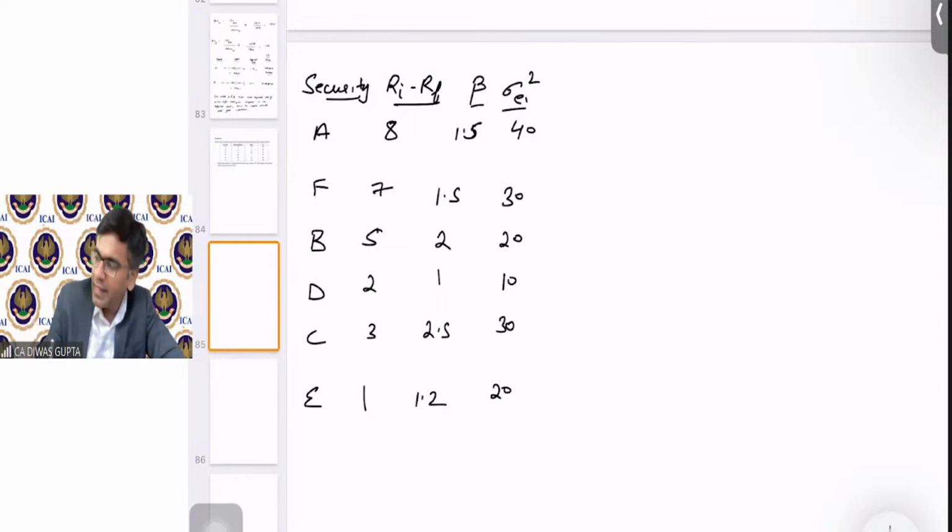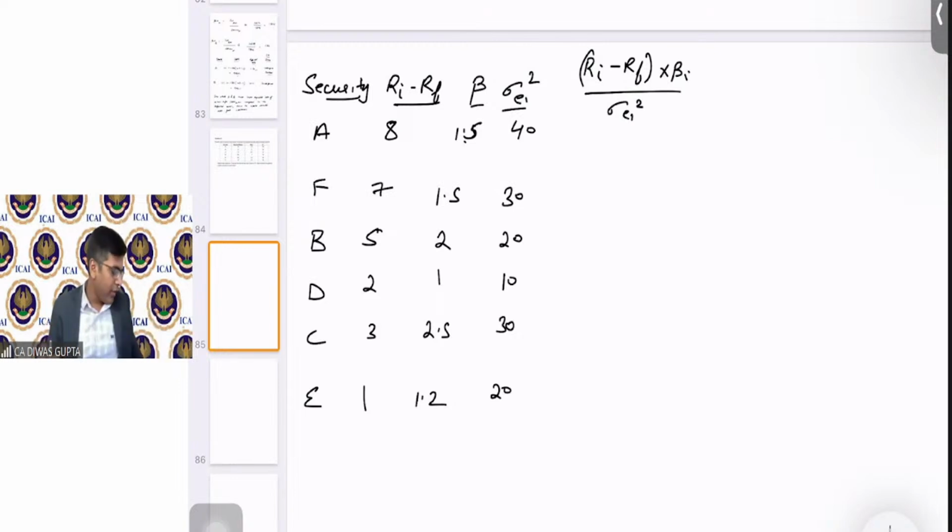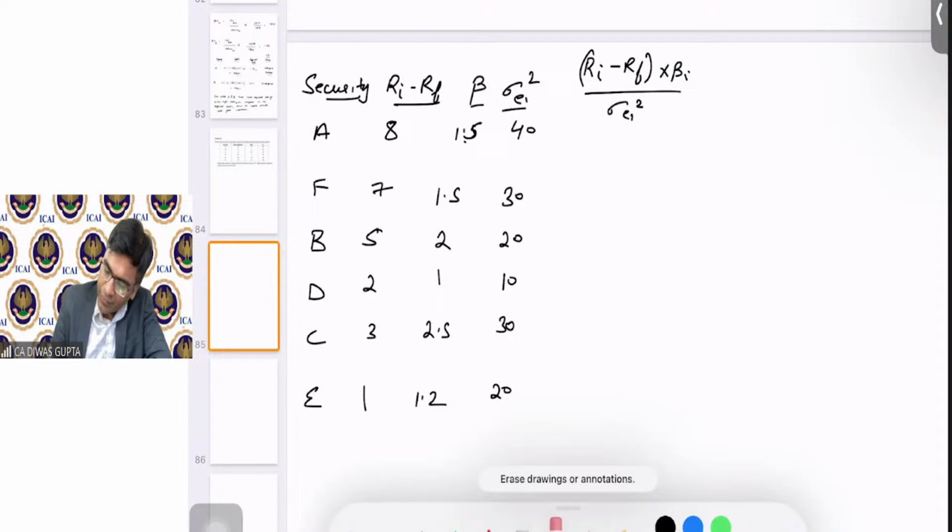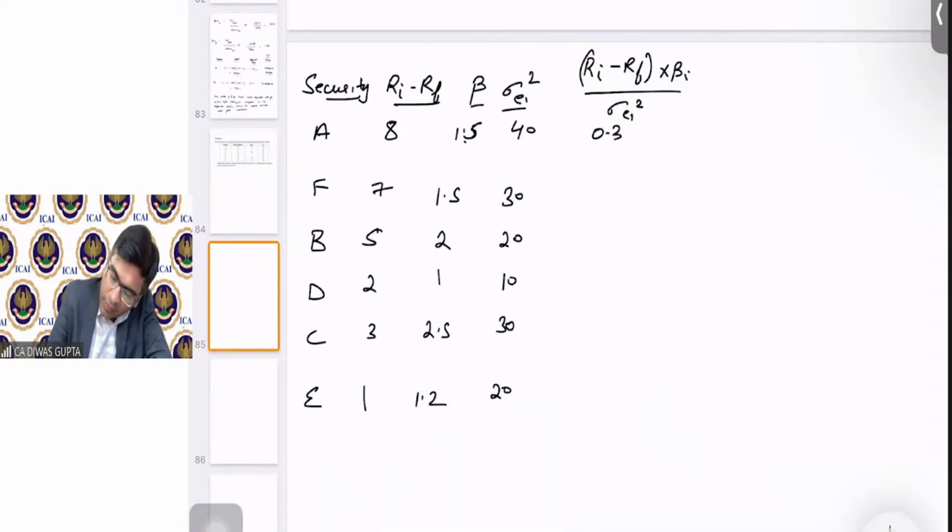Okay, so just remember the next step is Ri minus Rf into beta i divided by residual variance. Okay, so 8 into 1.5 divided by 40, which is 0.3. Then 7 into 1.5 divided by 30, which is 0.35.